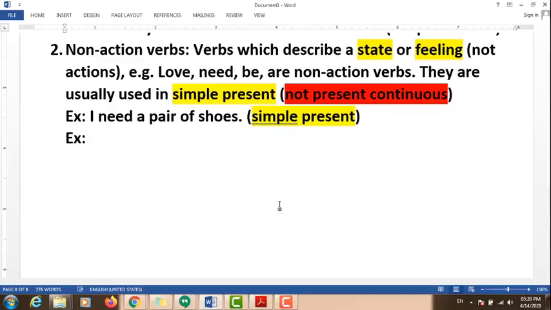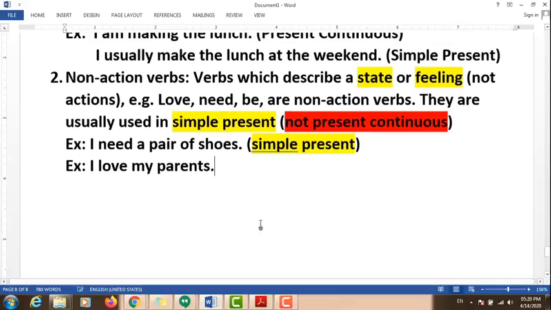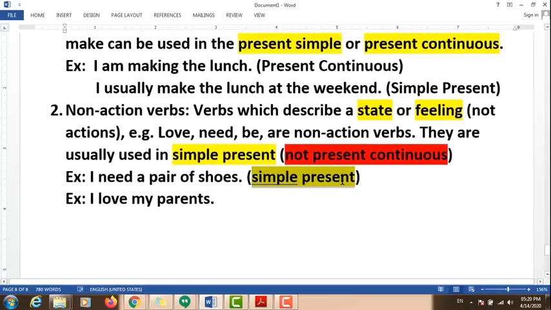Next example, I love my parents. Even if the action was happening right now, it's better to use simple present, okay? Even if the action was happening right now, you use what? Yeah, present simple. Perfect. Okay, let me put a space. Let's make it more professional, guys.